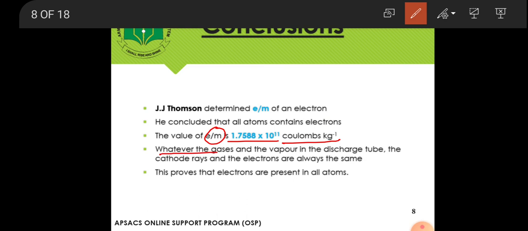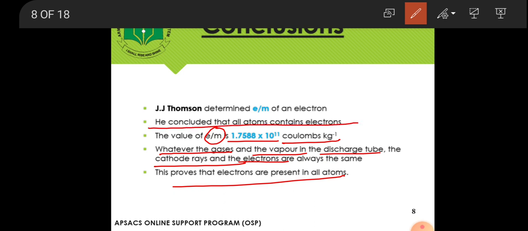Whatever gas or vapor you use in a discharge tube, the cathode rays and the electrons will always remain the same. The nature of cathode rays and electrons does not change whatever gas or vapor you use. It proves that electrons are present in all atoms, because with any gas or vapor, the electrons and cathode rays are always the same. So J.J. Thomson concluded that all atoms contain electrons.